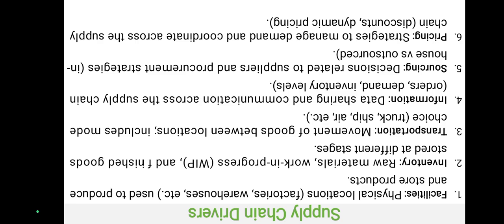Then transportation is the movement of goods from one location to another. It might be at the supplier stage or manufacturing stage or distribution stage or wholesalers, retailers, or to the ultimate consumer. This transportation is required. It might be in the form of airways or roadways or railways.